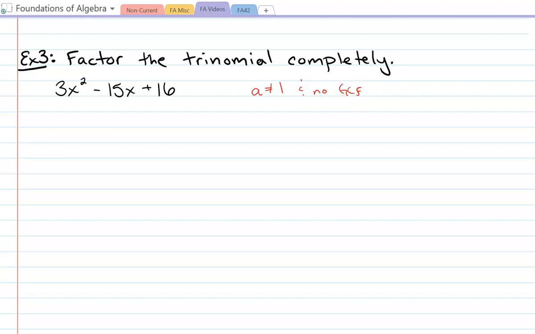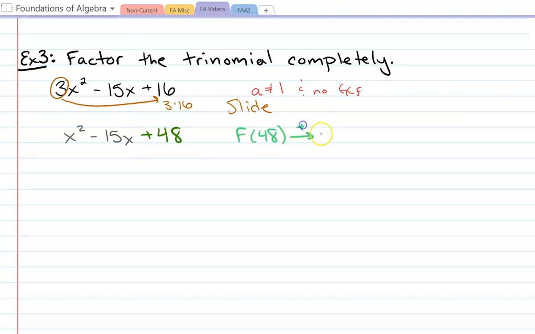So what we're going to do is slide our a over. So 3 slides over to 16 and multiplies. So we get x squared minus 15x plus 48. Okay, so we're looking for factors of 48 that add to negative 15.